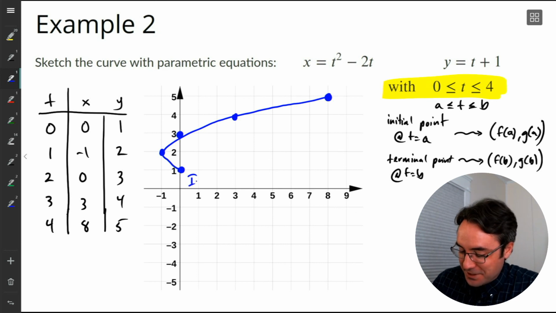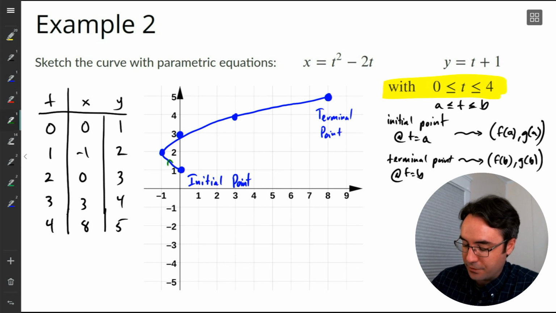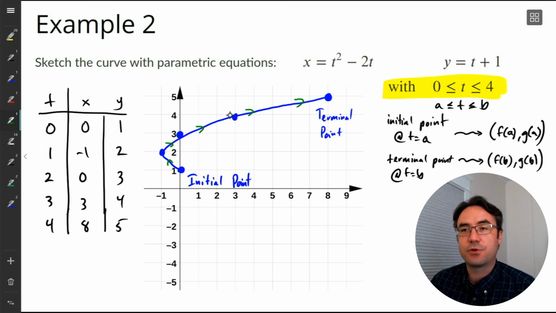So we have our initial point. This is where our parametric curve starts, and then we have our terminal point, our ending point. So it's just giving us a section of the curve, essentially. And again, we can trace this out in increasing time. So there's some kind of direction here. We have this particle that starts moving at our initial point, and then it moves along, and then it ends at our terminal point here. And maybe that's where we stop watching it.